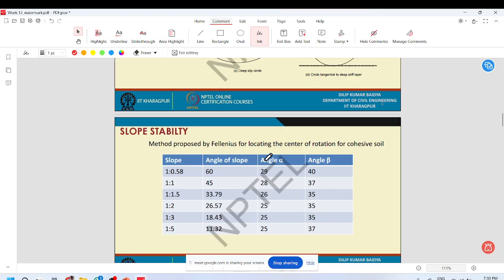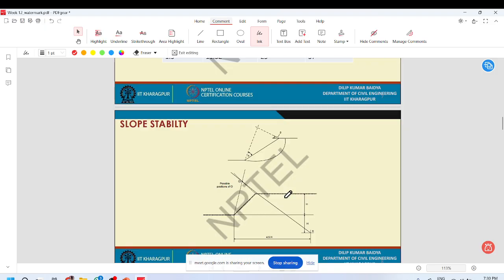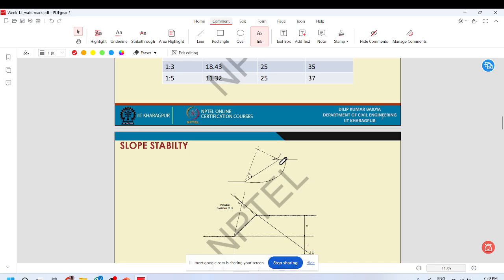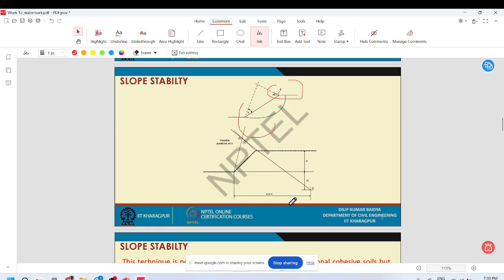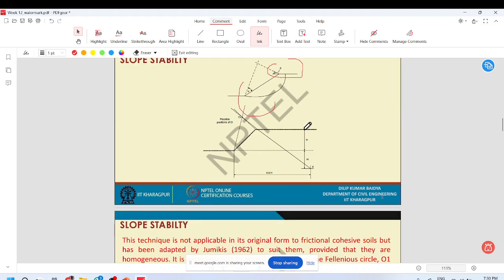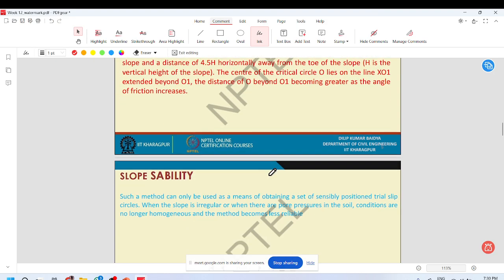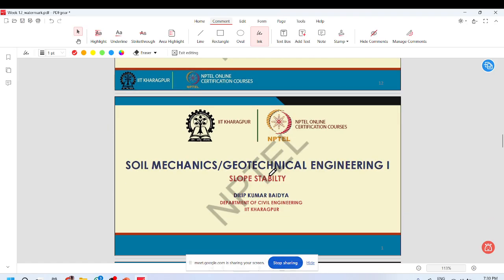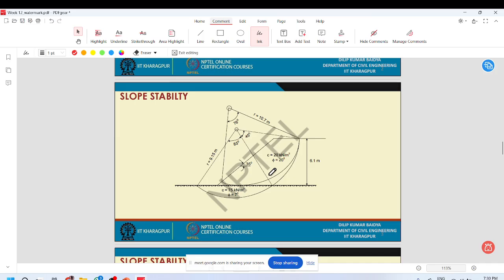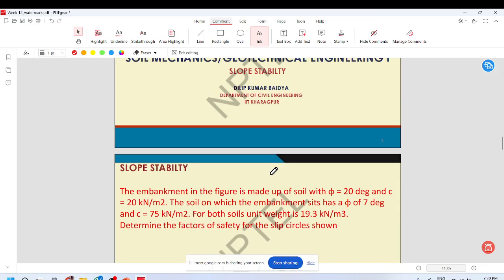The method proposed by Fellenius for locating the center of rotation for cohesive soils. So Fellenius has given a beta and an alpha. You take H and you take H here and you draw this, and then this method is self-explanatory in the notes.